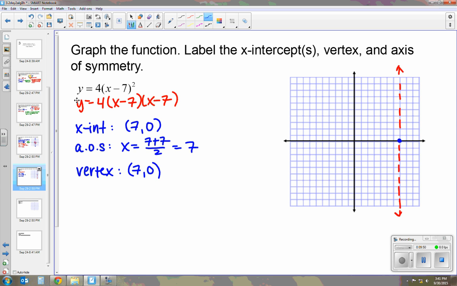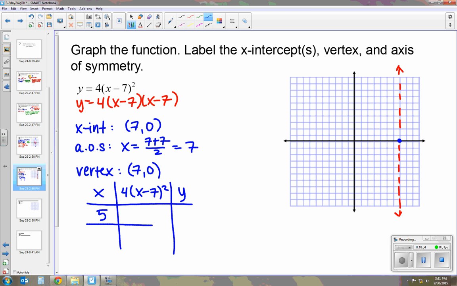Okay, let's see what we want to do here. We have x, then x minus 7 squared, and y. I'm going to try 5 and 6. I think this is going to go off the graph. So we have 4 minus 2 squared, and then 4 minus 1 squared. And this is going to be a 16 and a 4. So let's graph 6, 4. 6, 2, 3, 4, and then reflect it.